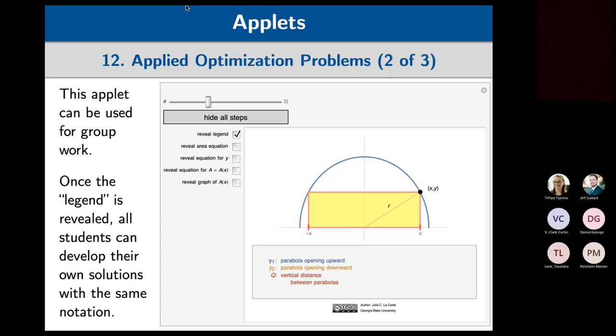I used to teach the optimization problems using group work. I had the students come up with the legends on their own and then present them to the class. It's hard to get students motivated for group work right now, at this moment in time. At least it has been for me, and I don't want to force them. So with this applet, I can ask the students to work individually on the problem with that common legend, and then we can discuss it and compare our solutions.